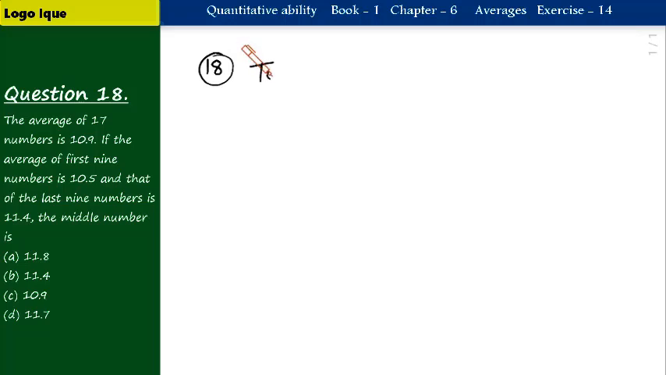Find the total sum. The total sum would be equal to 17 into 10.9. Let's say 17 nines are 153, so 153, and 17 tens is 170, plus 15, that is 185, so 185.3. This is the total sum of all 17 items.